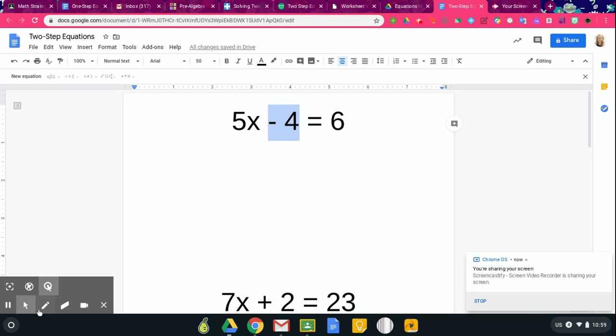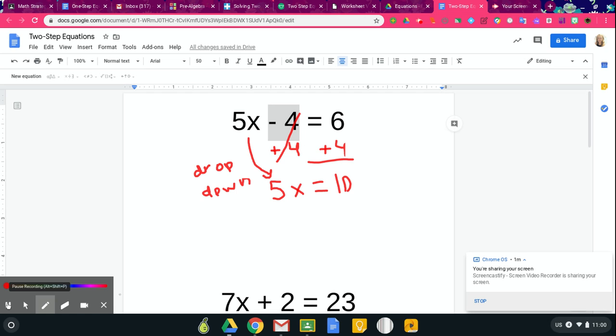The opposite of, and you have to do opposites, you have to do inverse. The opposite of subtracting 4 would be to add 4. So if I do that, then it gets rid of it. But you always have to do it on the other side. So 6 plus 4 is going to be 10. If I would have written it all out, it would have taken the entire 5 minutes. So now I have 5 times x equals 10.